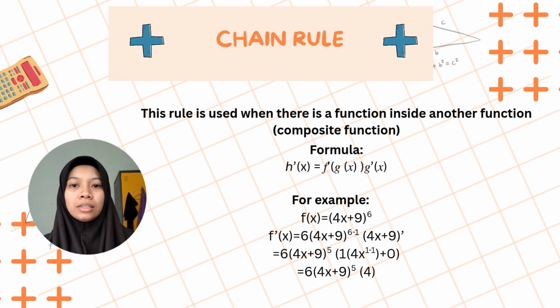The last technique is the chain rule. This rule is used when there is a function inside another function, known as a composite function. The first step is to bring down the exponent and copy the function and reduce the power by 1 and differentiate the function.